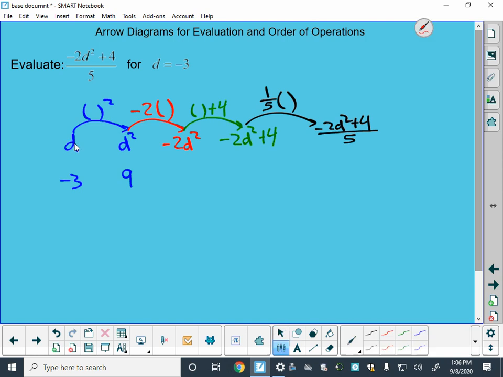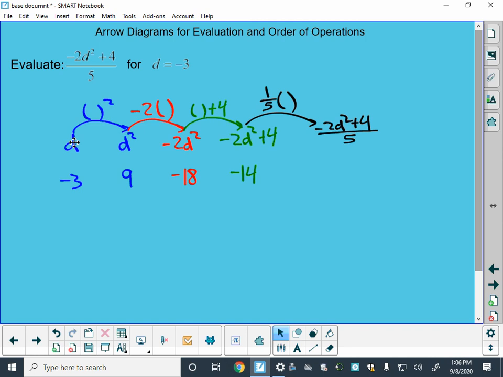The 9 now at the end of the blue arrow is at the beginning of the red arrow. And so it goes into the parentheses on the red arrow. It says do -2 times 9. That gives me a -18. The -18 is at the end of the red arrow, but the beginning of the green arrow. So it's the output of the red, it's the input of the green. And the green arrow says take whatever's on the input side of this and add 4. So that gets me to a -14.